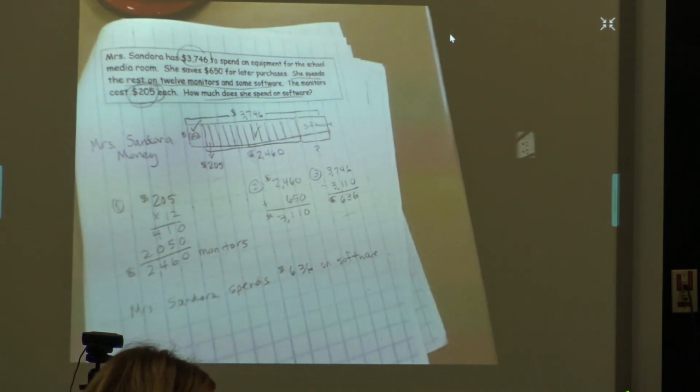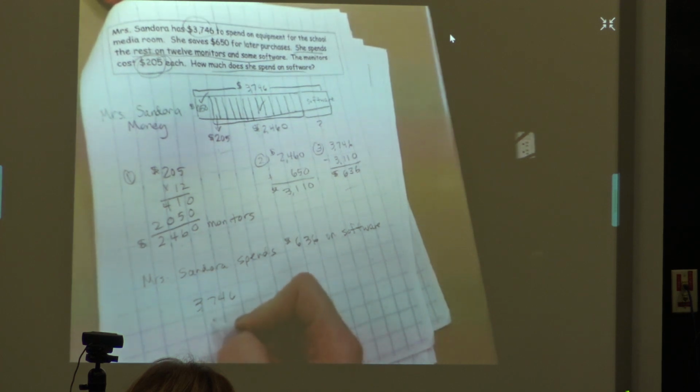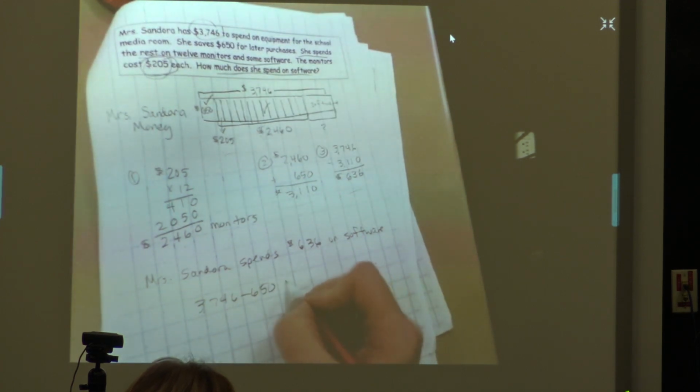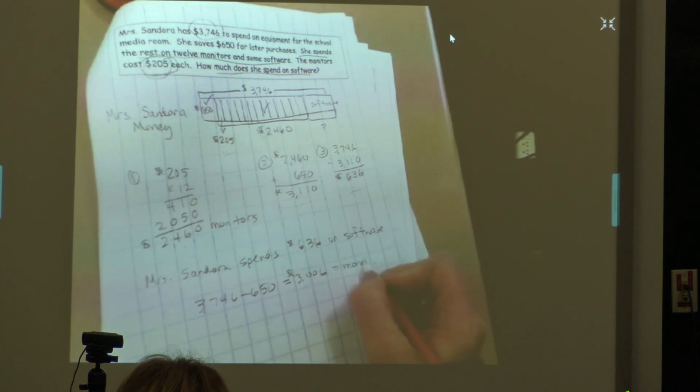I did it, I just did it differently. Nope. You could do it differently. I did it totally different. I actually started off by doing 3,746 minus 650. That's what I did. Right, and then I got $3,006, and that was what I thought was equal to the monitors plus software.